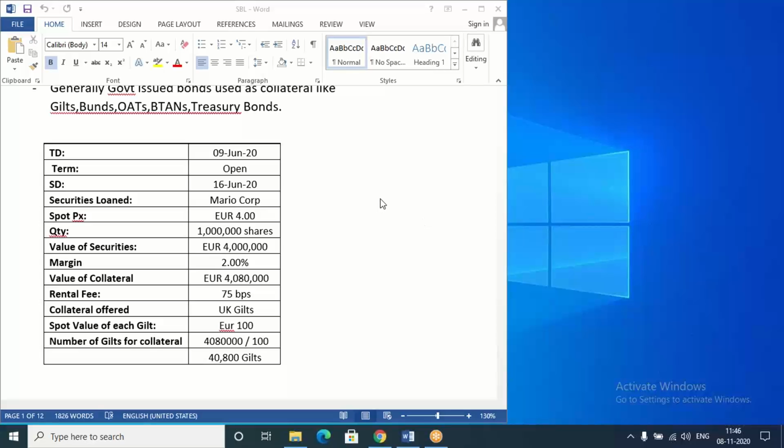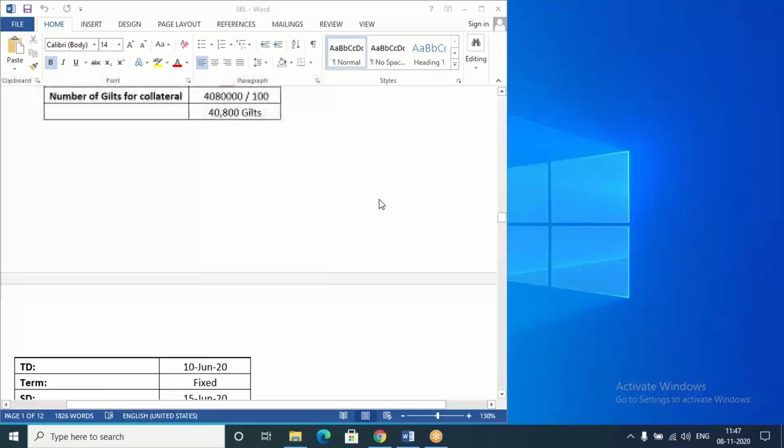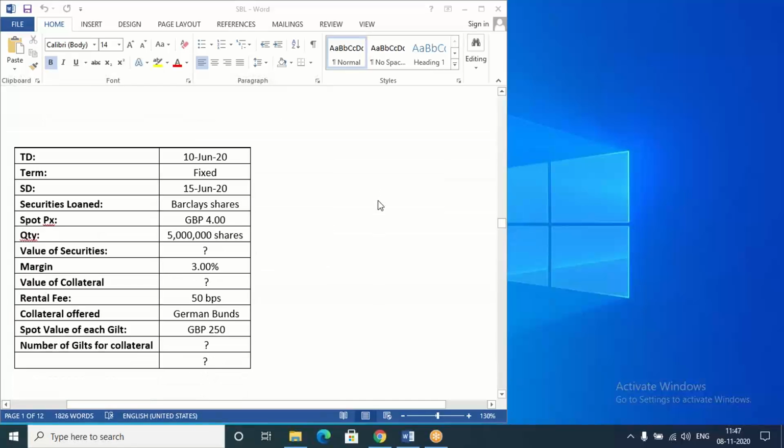Yeah. So again, quick classwork for you guys. Trade date 10th June, settlement 15th. It's a fixed contract this time. Securities.